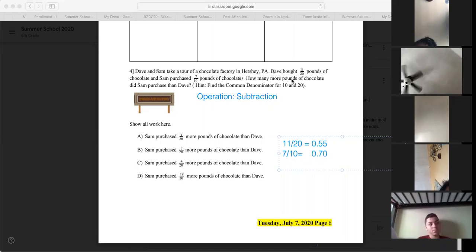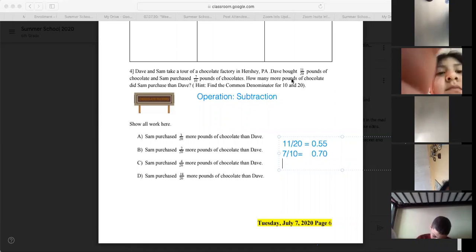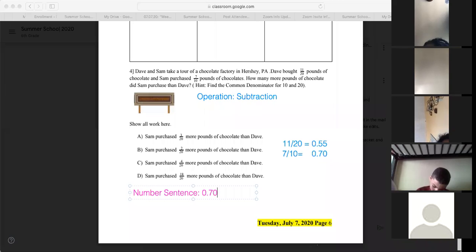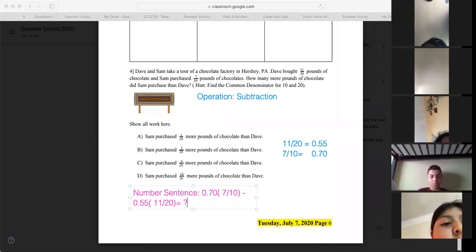But when you look at the question, it says, how many more pounds of chocolate did Sam purchase than Dave? So I have to take the 0.55 from the 0.70, and that's going to be my new solution. Your number sentence is going to look like this: the 0.70, which is the same as 7/10, is being subtracted from 0.55, which represents my 11/20, to equal the answer.